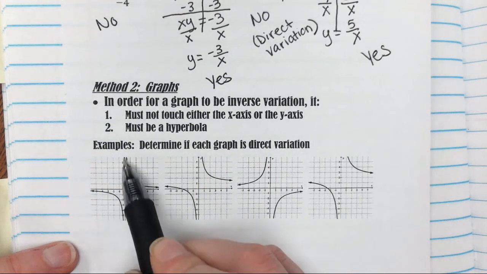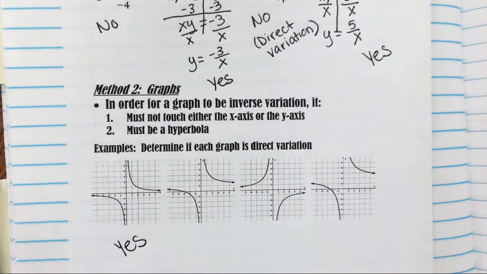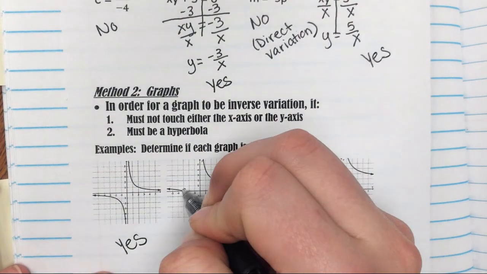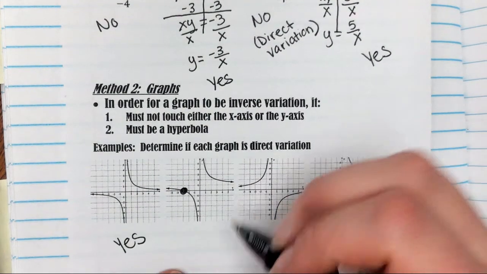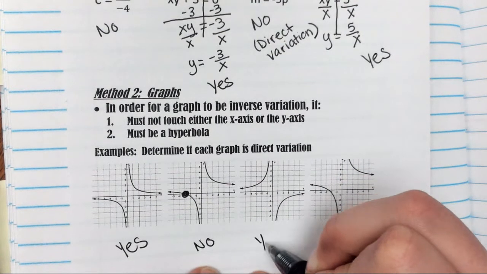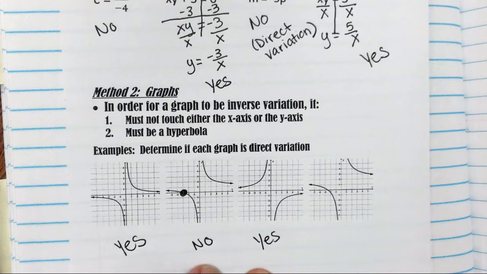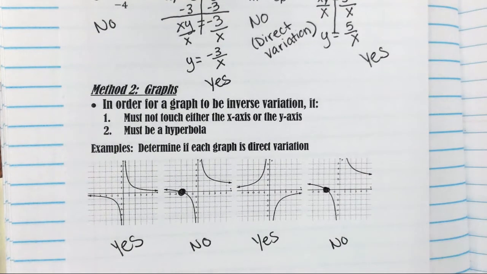This one does not touch either axis, so this one is going to be yes, inverse variation. Example 2 is going to be no. You'll notice that there's a place where it crosses the x-axis, so this one is no. Number 3 is yes. It's approaching both of the axes, but it's not actually touching them. And number 4 is going to be no, as we touch the x-axis right there.